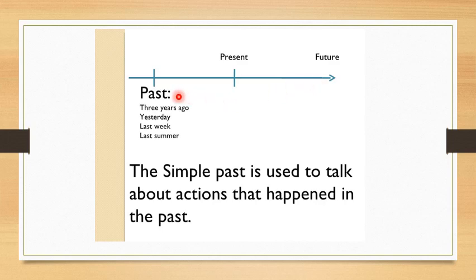In the past tense, the time expression shows that it is part of past tense. For example, 3 years ago, yesterday, last week, last summer. These are the time phrases. Simple past tense is used to talk about actions that happened in the past, and the time phrase shows that it has been done in the past.